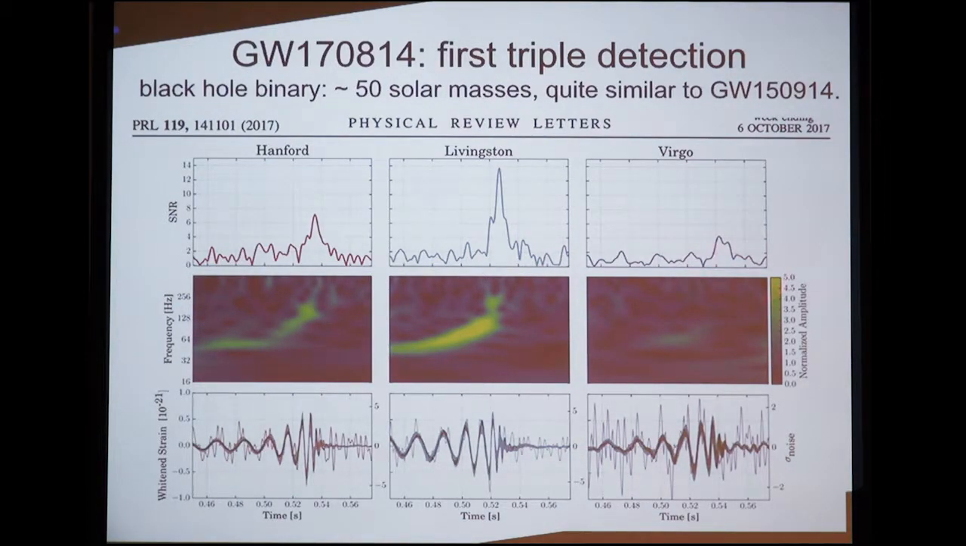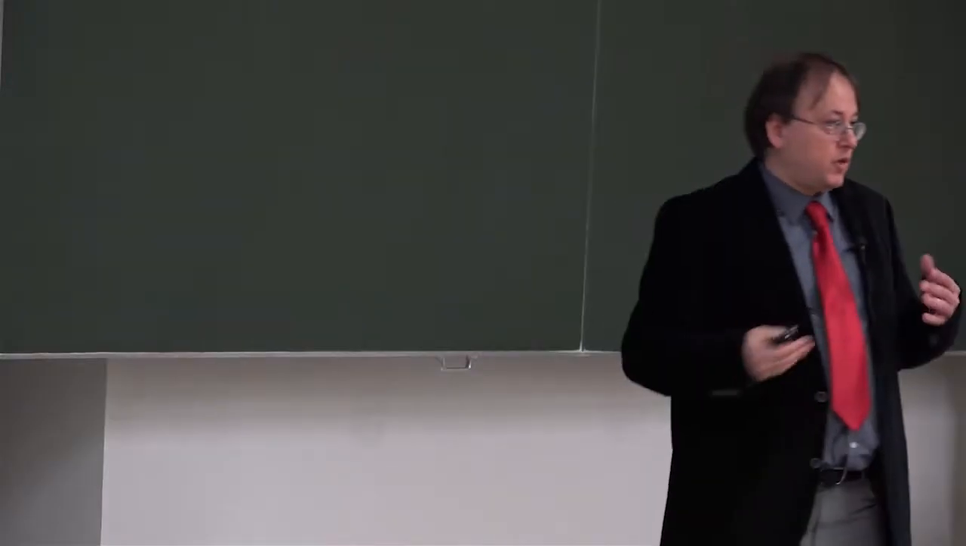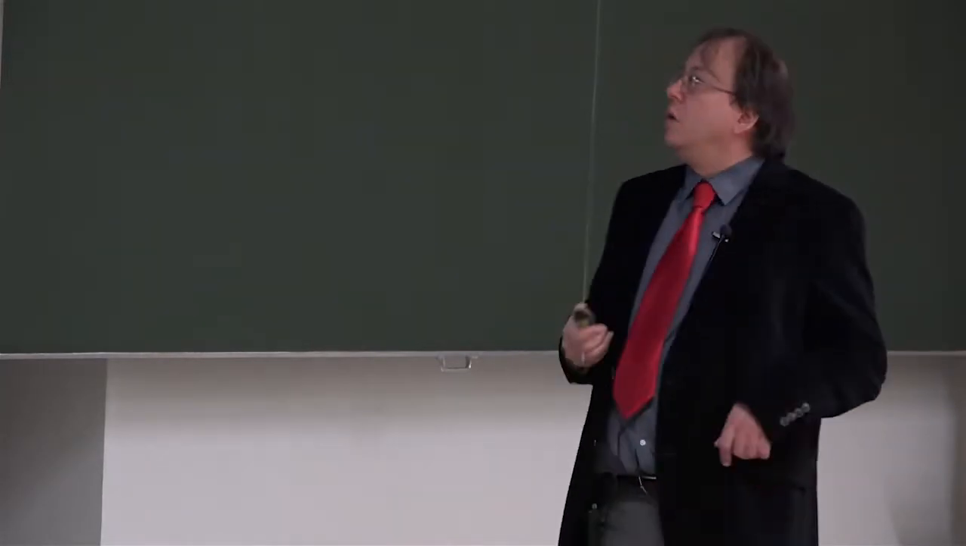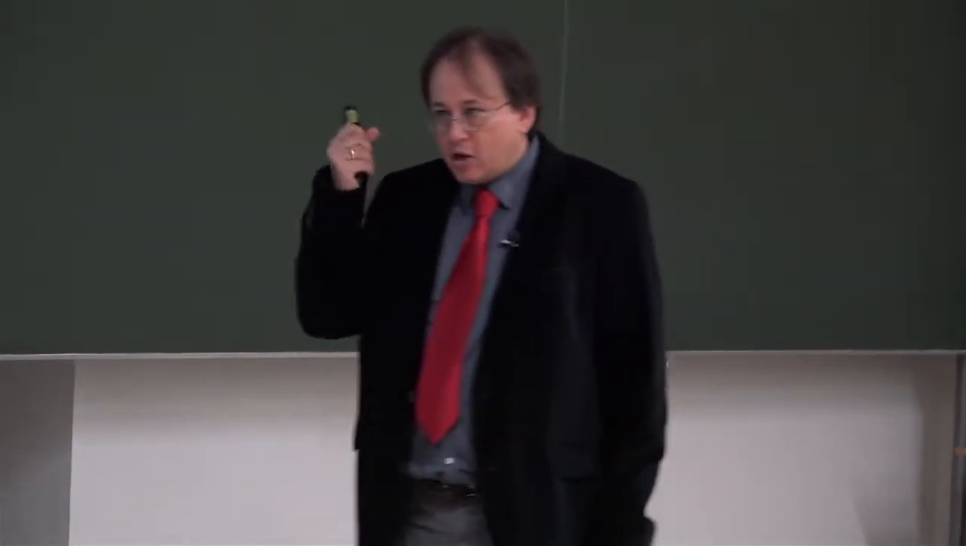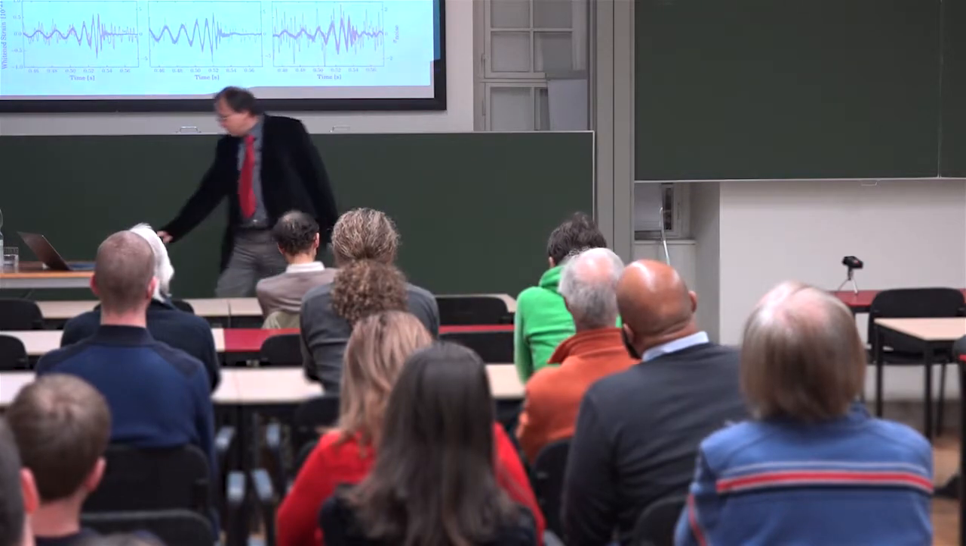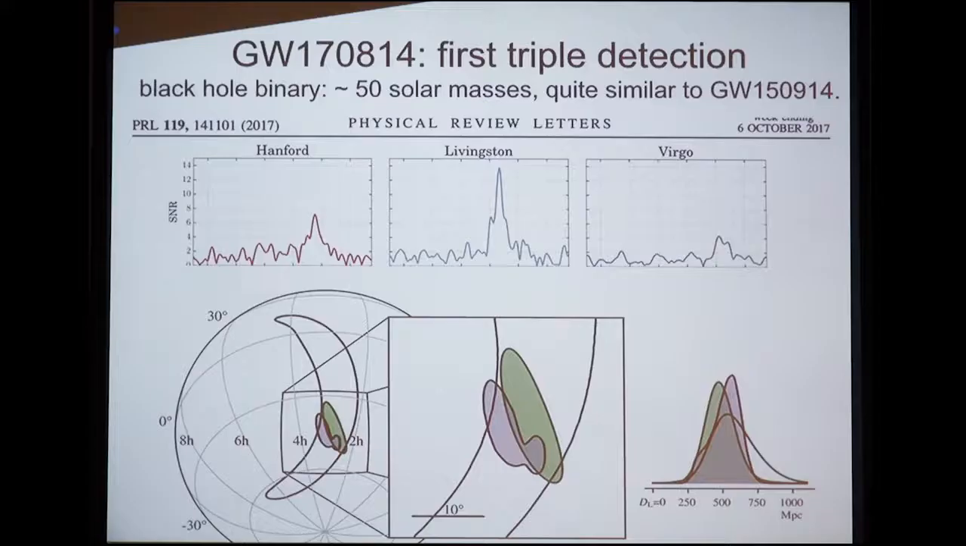The Virgo peak is very, very small. So just because of the data in the Virgo detector, you could not argue that you have found something. But once you are confident that you have found something, you can use this to increase your angular resolution and tell where the signal is. And so this is how this improves.